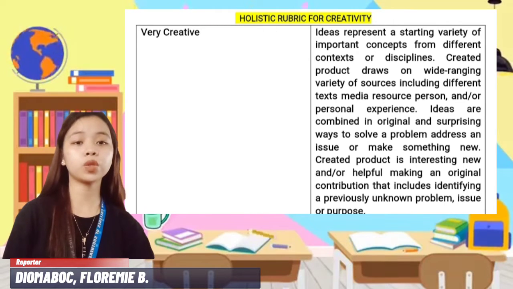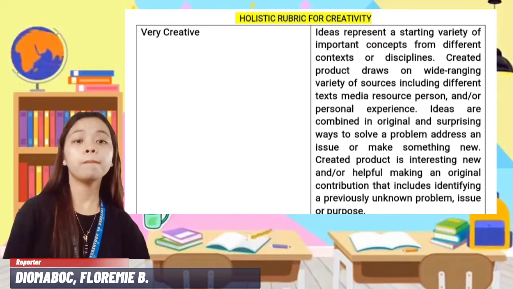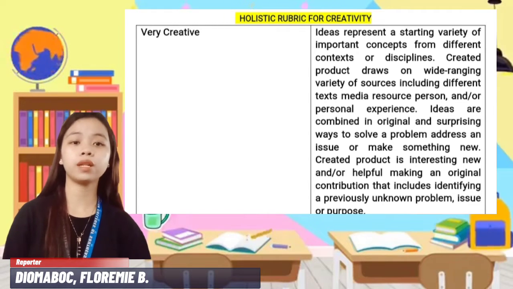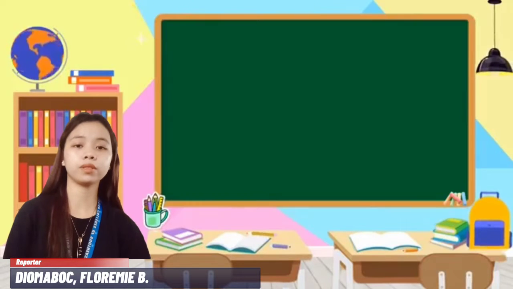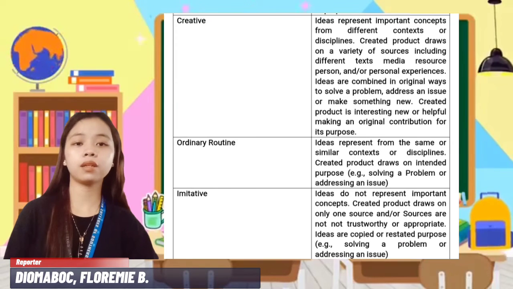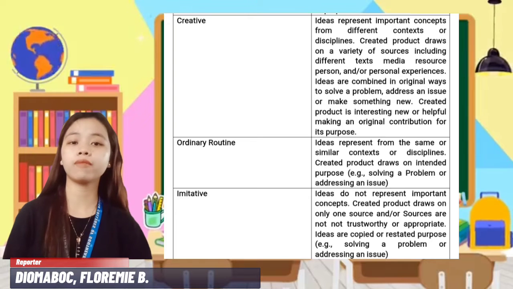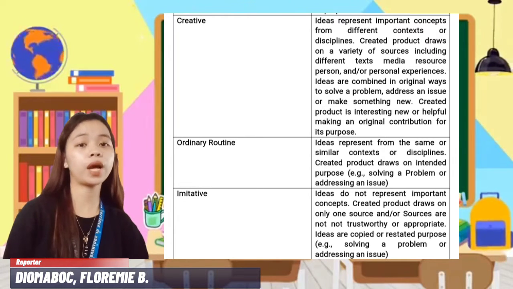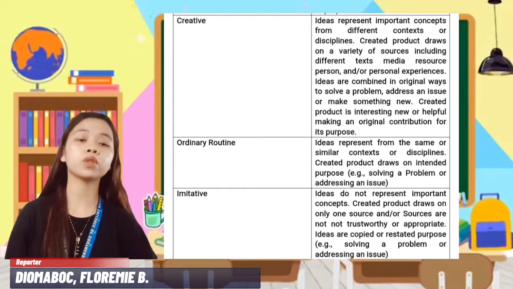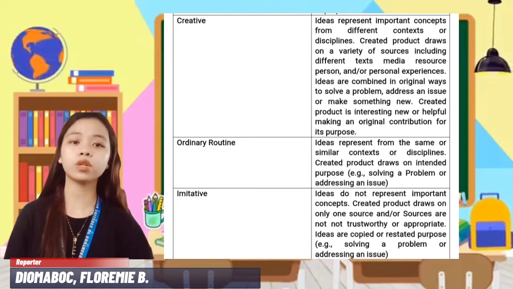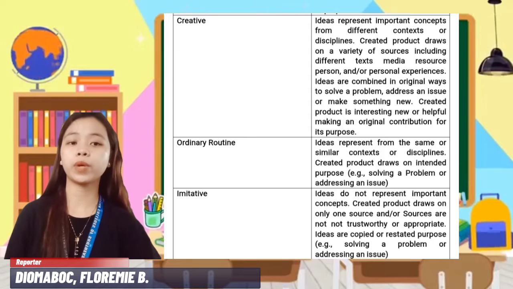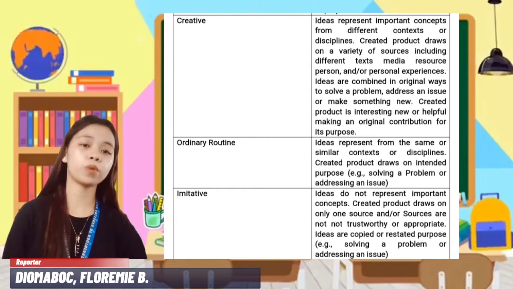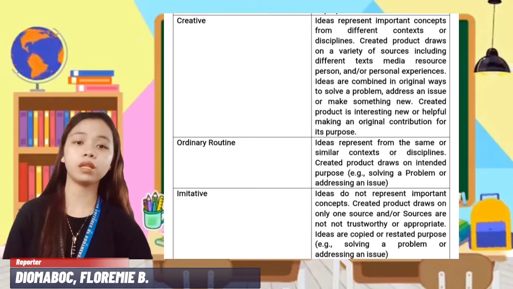Created product is interesting, new, and/or helpful, making an original contribution that includes identifying a previously unknown problem, issue, or purpose. Next one is creative. So ideas represent a startling variety of important concepts from different contexts or disciplines. Created product draws on a wide-ranging variety of sources, including different text media, resource persons, and/or personal experience. So ideas are combined in original and surprising ways to solve a problem, address an issue, or make something new.